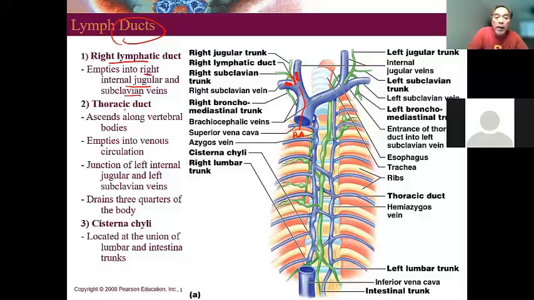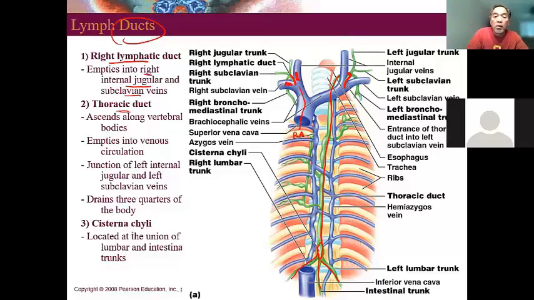Now, the thoracic duct is the one that enters the left subclavian vein. That is going to be your thoracic duct. And the reason why they don't call that a left lymphatic duct is because it is extensive. So the thoracic duct takes in the drainage coming out from the cisterna chyli, and the cisterna chyli takes in the lumbar trunks and the intestinal trunk. So this is a major drainage duct, on the left side called the thoracic duct.